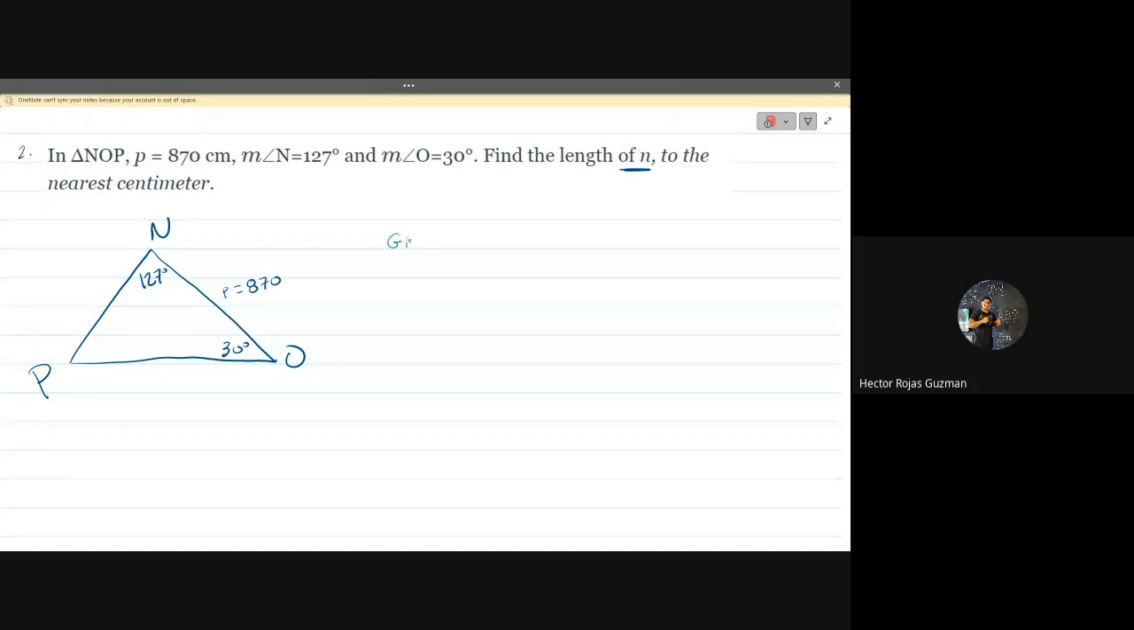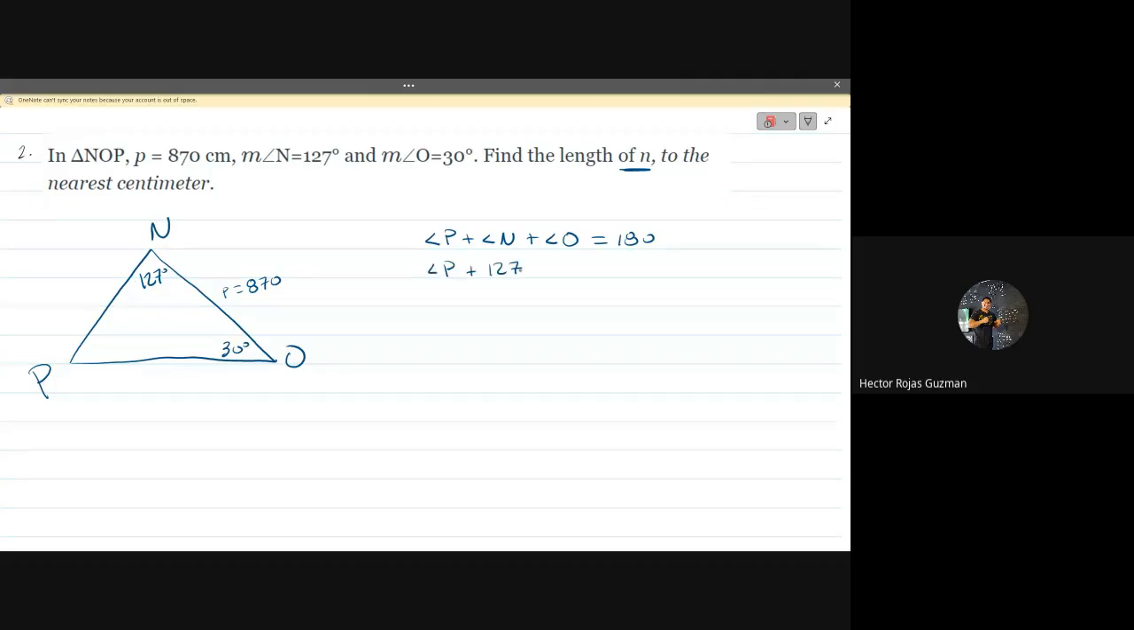I'm given angle, side, angle. And that's not enough information for me to do either the law of sines or the law of cosines. But what I can do is solve for the missing angle, angle P. Because I know that the measurement of angle P plus the measurement of angle N plus angle O should be 180. Every time you're given 2 angles, automatically just find the third angle. So angle P plus 127 plus 30 equals 180.